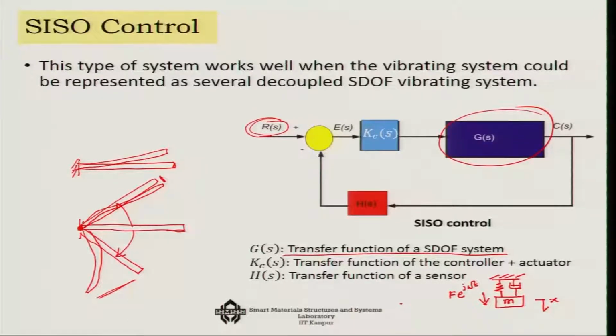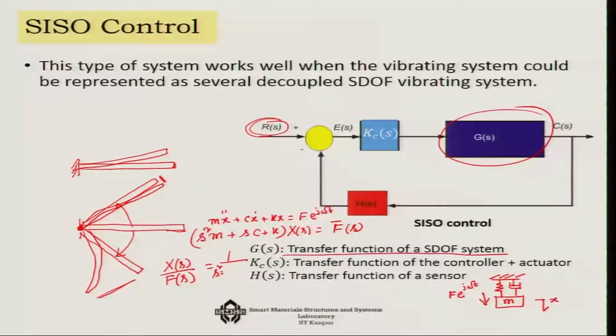We know that the equation of motion of such a system, which we have discussed earlier, is m x double dot plus c x dot plus k x equals f e raised to the power j omega t. In the frequency domain representation, this takes the shape of (s square m plus s c plus k) X(s) equals F(s). So, the transfer function, that is the output to the input relationship, will be 1 over s square m plus s c plus k. That is my G(s) in this particular case.